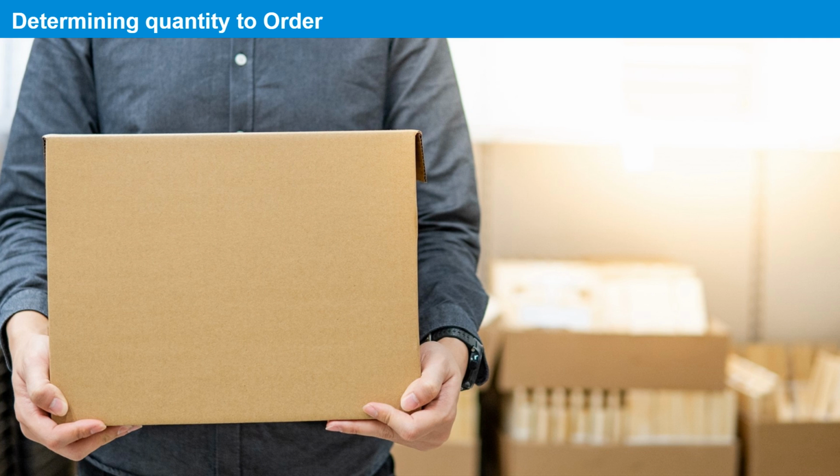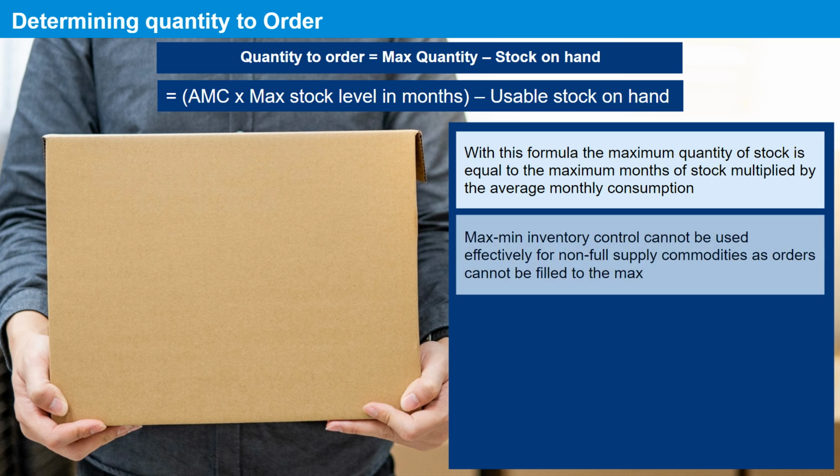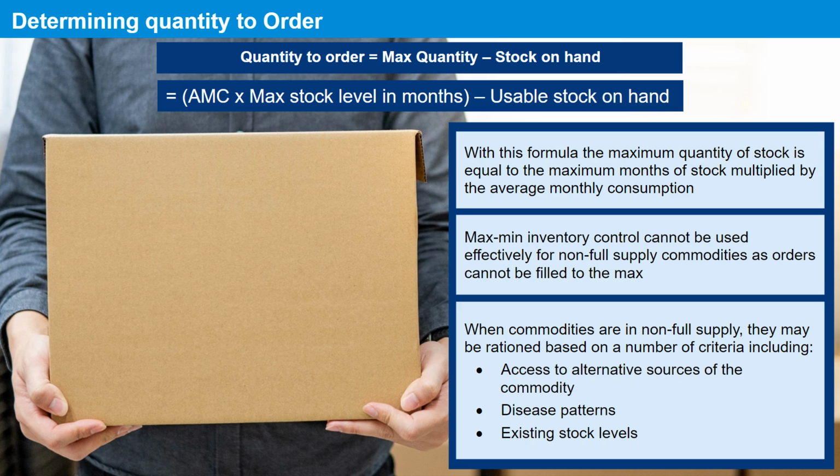For all versions of max-min inventory control systems, the storekeeper can calculate the quantity to order using the formula shown on screen. With this formula, the maximum quantity of stock is equal to the maximum months of stock multiplied by the average monthly consumption. Max-min inventory control cannot be used effectively for non-full supply commodities because usually orders cannot be filled to the max. When commodities are in non-full supply, they may be rationed based on a number of criteria including access to alternative sources of the commodity, disease patterns, and existing stock levels.